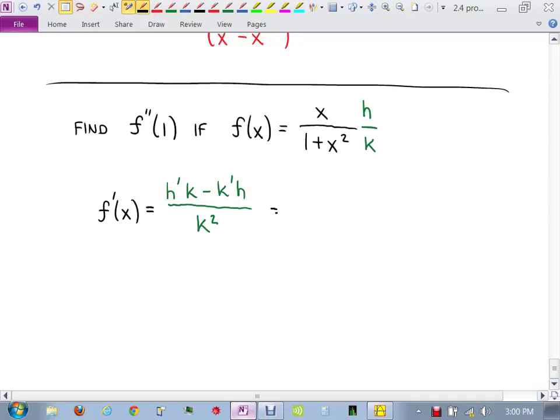What is h prime? 1 times k, 1 plus x squared, minus derivative of k, which is 2x, times h, which is x, all over 1 plus x squared squared, right? 1 plus x squared squared.